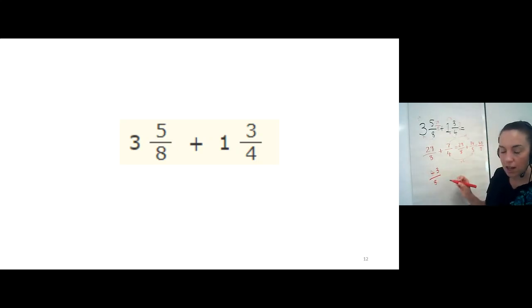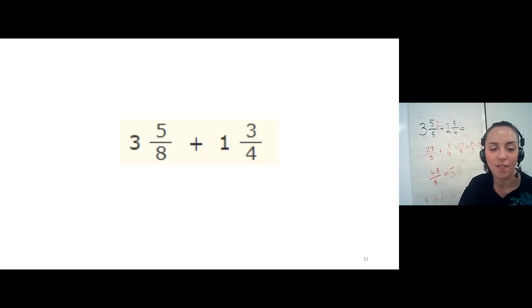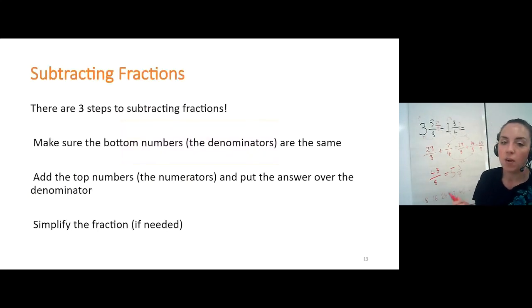Now I can turn that back into a mixed number, because it's an improper fraction at the minute. How many 8s go into 43? So 8, 16, 24, 32, 40, 48. 1, 2, 3, 4, 5 whole 8s in 43. And the difference between 40 and 43 is 3, so 5 and 3/8. Brilliant. So, well done everybody for that. We can move on to subtracting now.